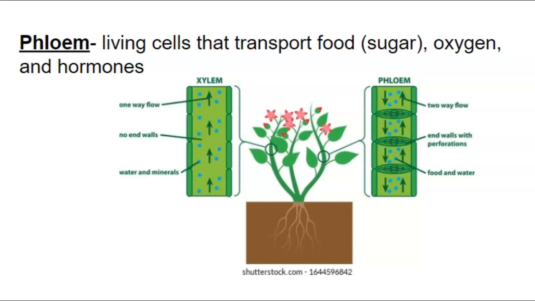And phloem is made of living cells. Remember xylem, it was made of dead cells? The phloem's made of living cells. They transport food, oxygen, and hormones. The main thing here is that they transport the food, or the sugar. You can see here we have a picture of xylem and phloem.